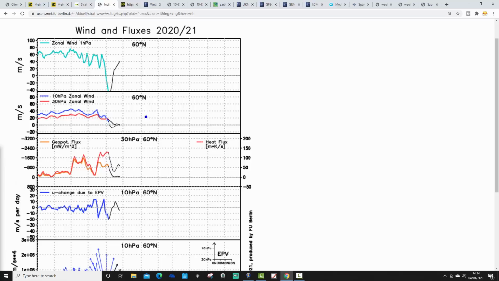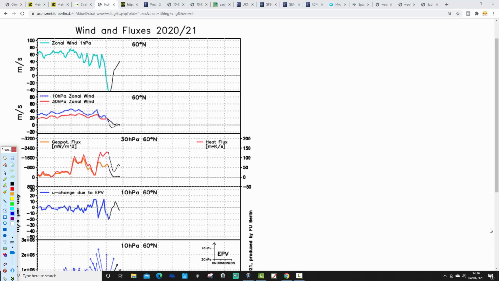And at 10 and 30 HPA, zonal winds are being forecast to drop into reverse, particularly so at 10 HPA. That's the black dashed line that you see just there. That is a reverse of zonal winds at 10 HPA. At 1 HPA, we kind of go down to around neutral. But basically, both at 10 and 30 HPA, we are looking at a reversal of zonal winds.